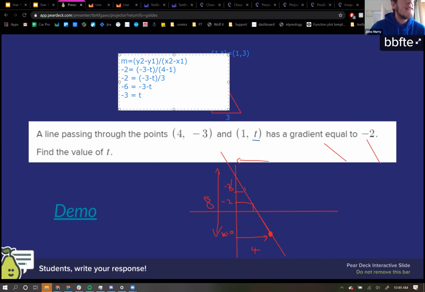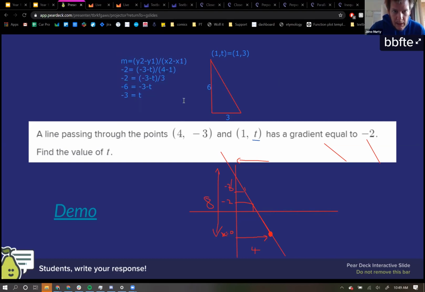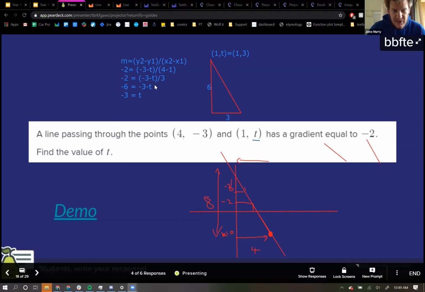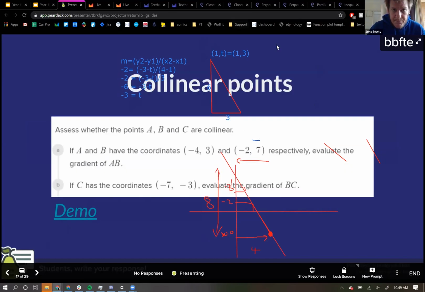So looks like Mega and Onione have that correct. Did you use this method, or you possibly use a slightly different method? But there we go. t equals minus 3. I'll just quickly, where do we go for time? We're running out of time. I won't show you another demo of that question. So next one.